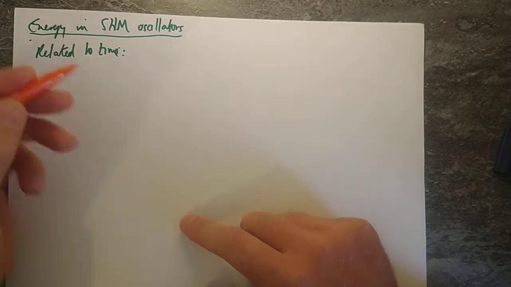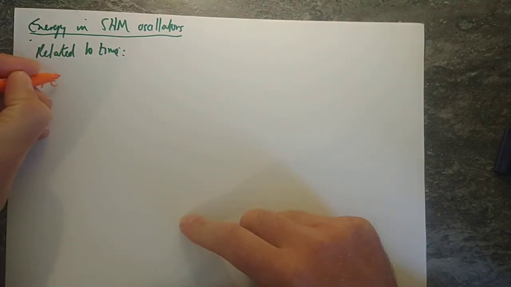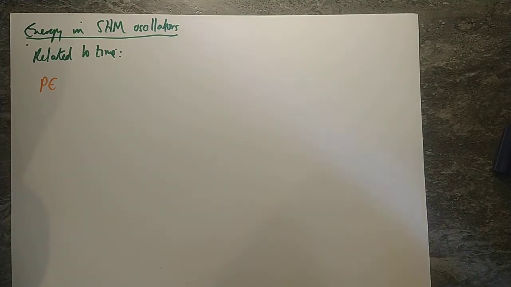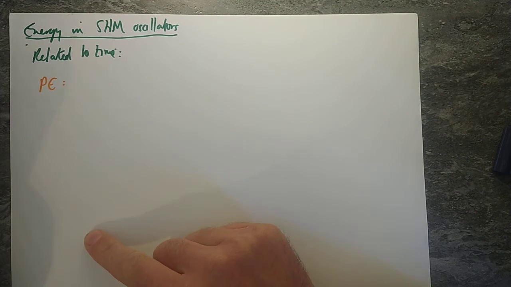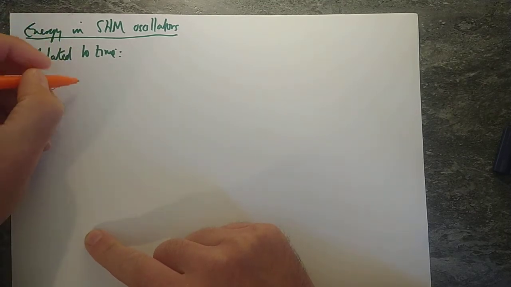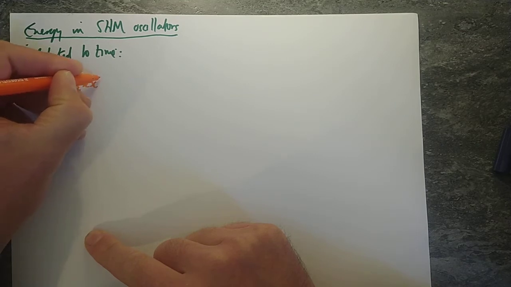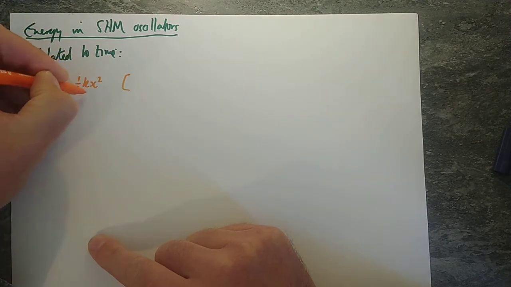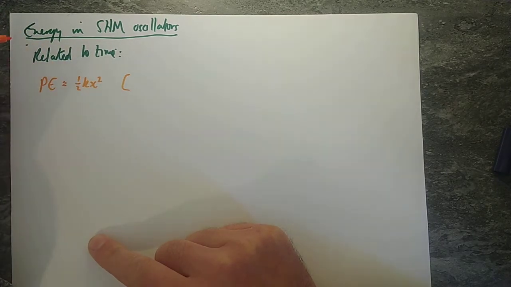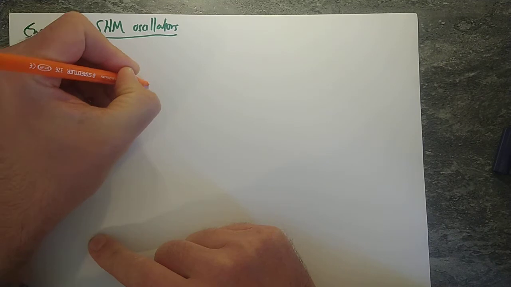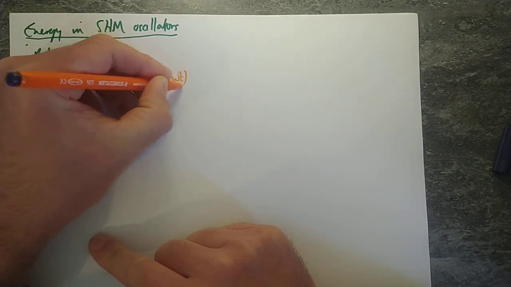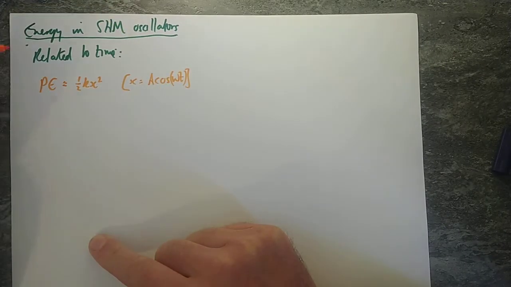I'm going to first of all start off with potential energy, PE. So PE for our mass on a spring is equal to half kx squared. So we need to think about how we can, rather than get rid of the position, bring time into this, and we can go x equals a cos omega t. So I'm going to substitute that in.